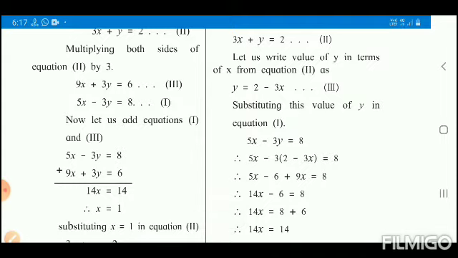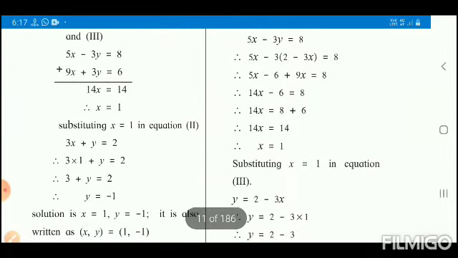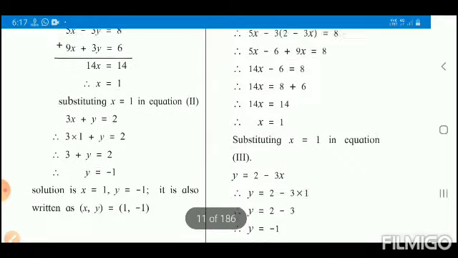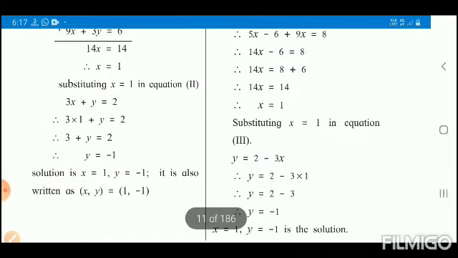And you have to add 9 plus 5. 9 plus 5 is equal to 14 and 8 plus 6 is equal to 14. So here the value of x is equal to 1. Now substitute x is equal to 1 in any one of the equations, you will get the value of y. And that value comes to -1.